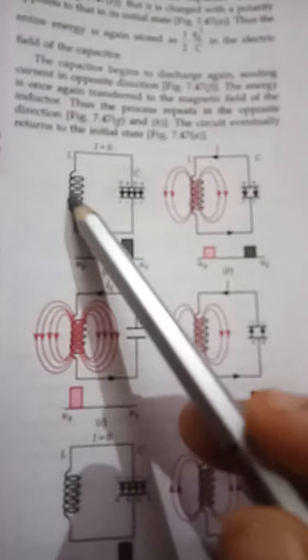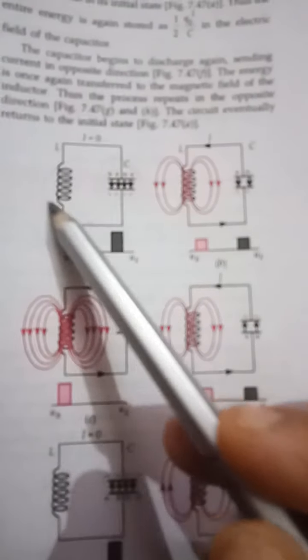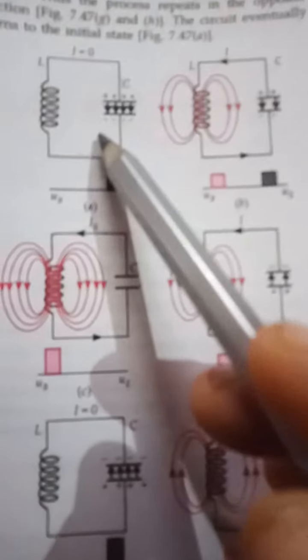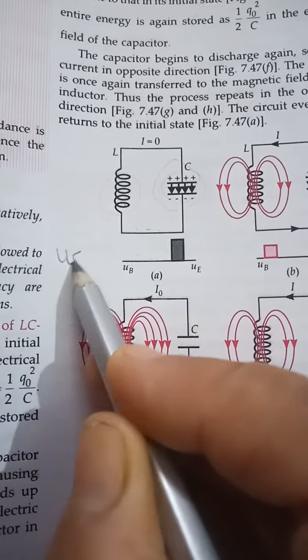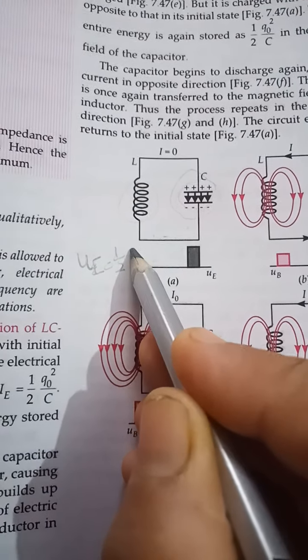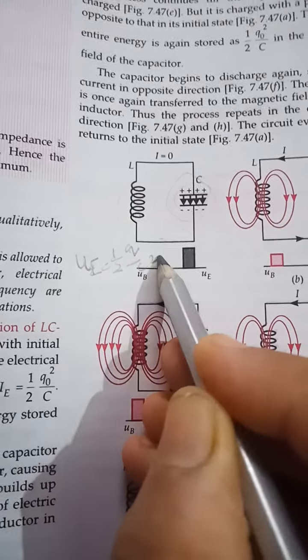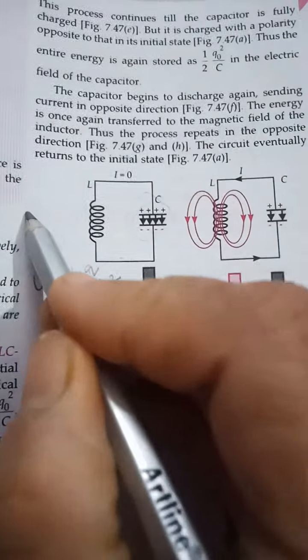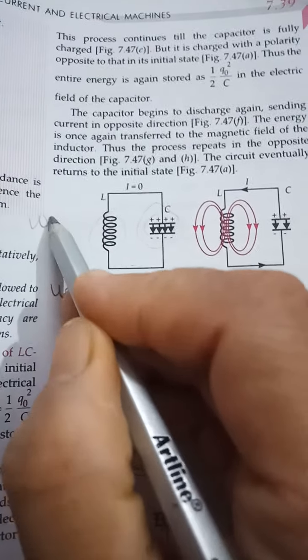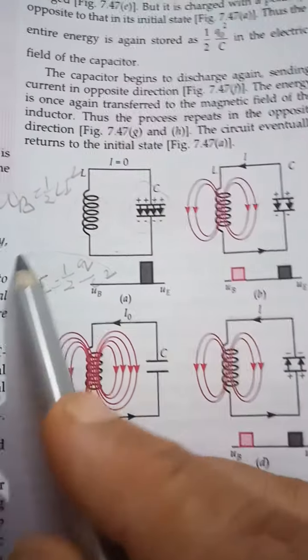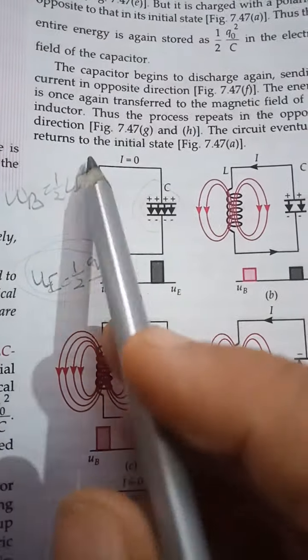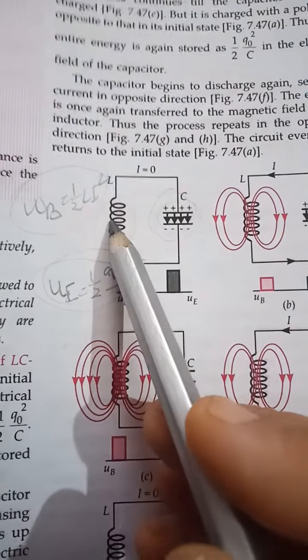to the energy stored in the inductor, that is half Li square. You all know that the energy stored in the capacitor in the electric field, that is U_E, is equal to half (Q upon C) square, and the energy stored in the inductor, that is U_B, is equal to half Li square. This is the energy stored in the electric field of the capacitor, and this is the energy stored in the magnetic field of the inductor.